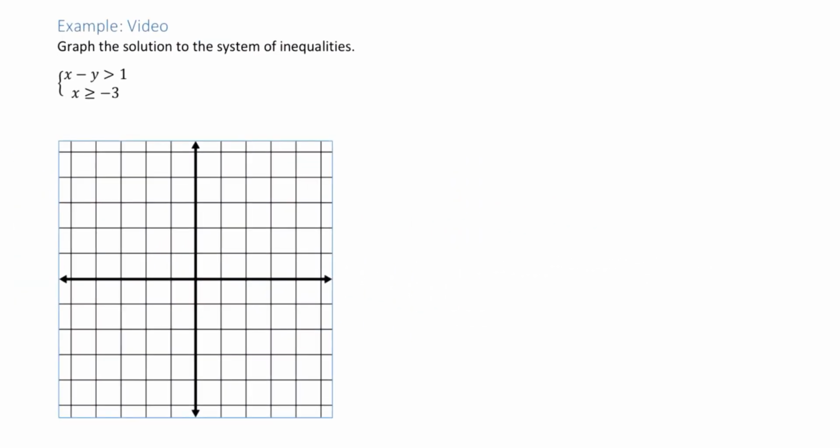In this example, we'll start by graphing the top inequality. Make this an equation, and let's solve for y. Subtract x on both sides, divide by negative 1, and y is equal to x minus 1. So the y-intercept is negative 1, and the slope is 1. Notice that this is a dotted line.